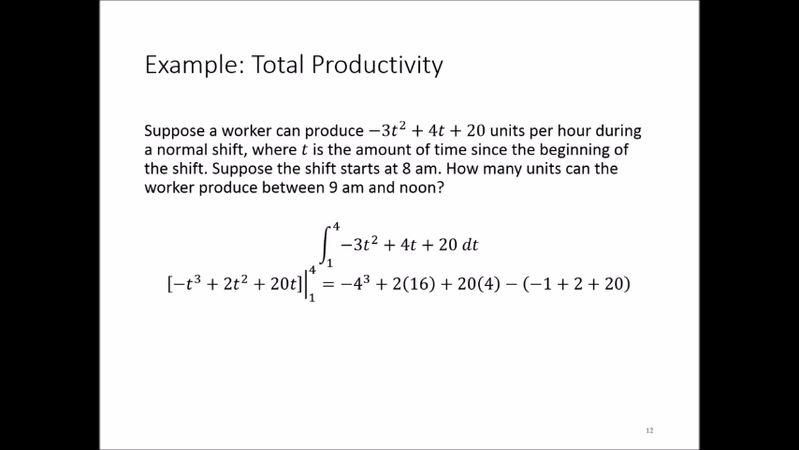So you go ahead and evaluate at the top limit, minus evaluating at the bottom limit. You get minus 4 cubed plus 2 times 4 squared, which is 16, plus 20 times 4. Minus, and I use the parentheses so that I don't have to worry about distributing the minus sign yet, negative 1 cubed is negative 1, plus 2 times 1 squared is 2, plus 20 times 1 is 20. If you calculate that out, you should get 27 units.